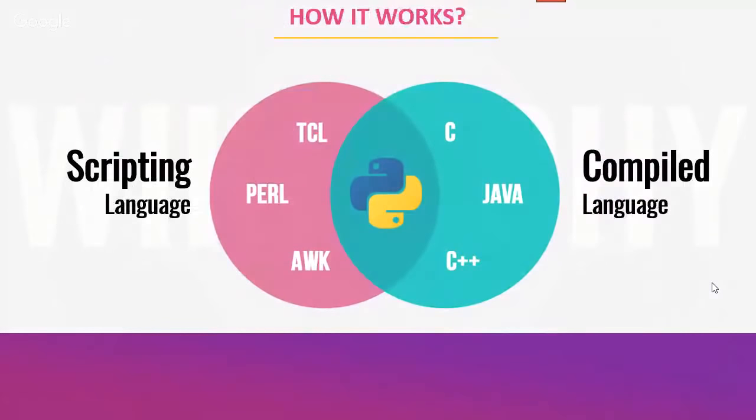Now, how does Python work? Is it a compiled language or a scripting language? Python is a combination of scripting language and compiled language. That's the major advantage of Python. Over C, Java, and C++ compile, and TCL, Perl, and AWK scripting, whereas Python is a combination of scripting and compile. That's why Python became really famous.